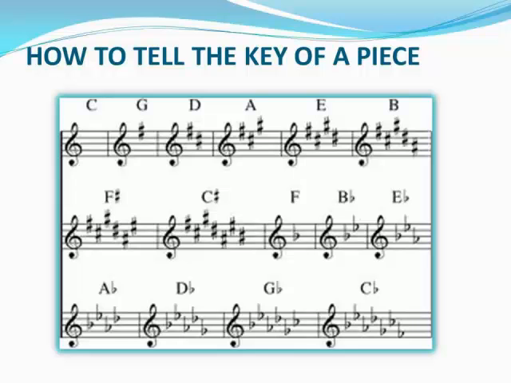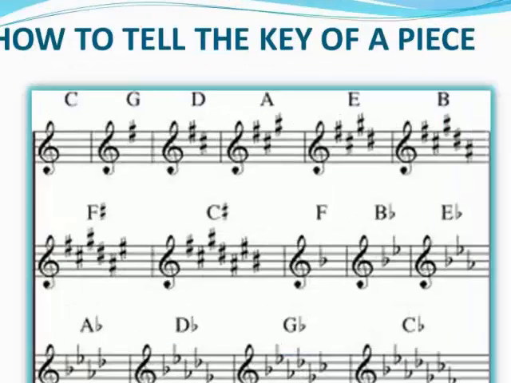In this example, the last sharp is also the only sharp. We simply go up a diatonic half step or semitone from this F sharp to G. This is the key signature for G major. For this key signature, the last sharp is C sharp. Simply go up a diatonic semitone to D. This is the key signature for D major.